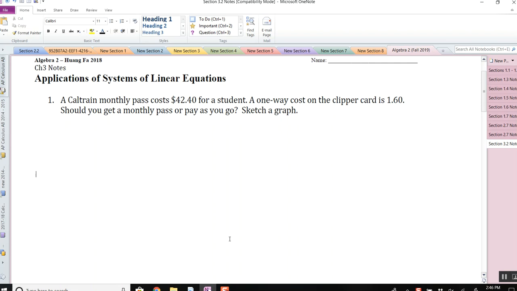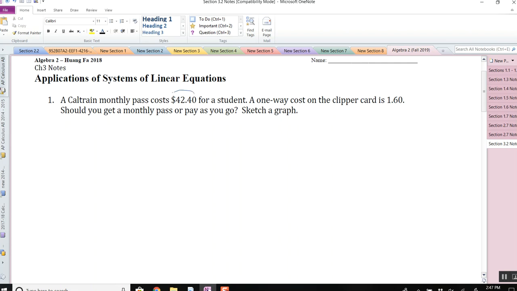So here we have an example about Caltrain. A monthly pass costs $42.40 per student. A one-way cost on the Clipper card is $1.60. So should you get the monthly pass or pay as you go? Sketch a graph. So it's a little bit open-ended, this question.